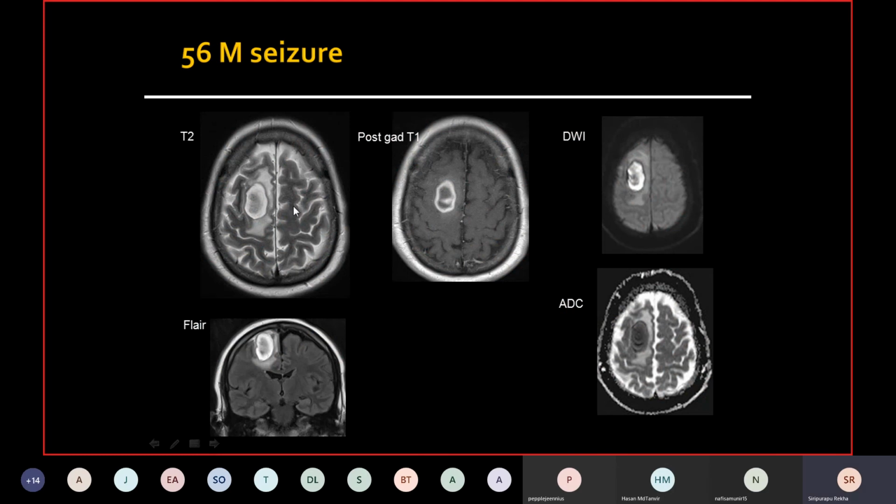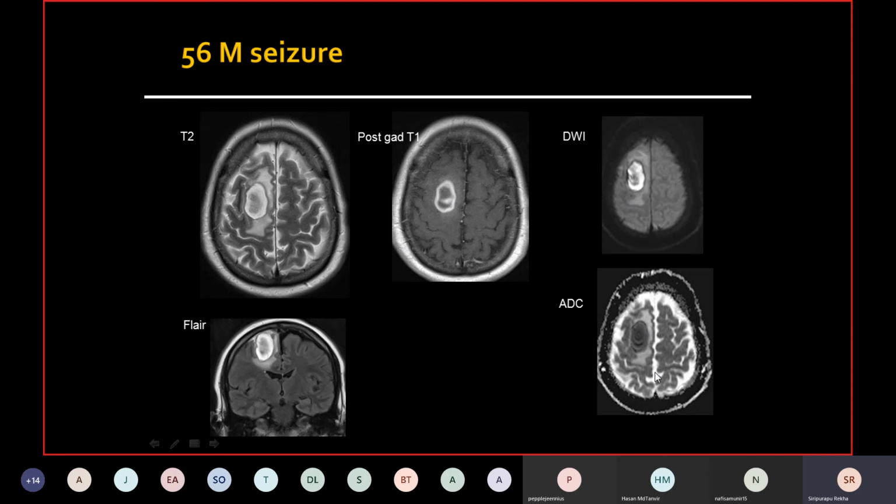Finally, I'll take you through this, and I was going to ask the question, but I think I won't now. This was a 56-year-old coming in with seizure. So what we have here is a T2, FLAIR, post-contrast T1, and DWI. And what we see is a lesion within the frontal lobe with restricted diffusivity.